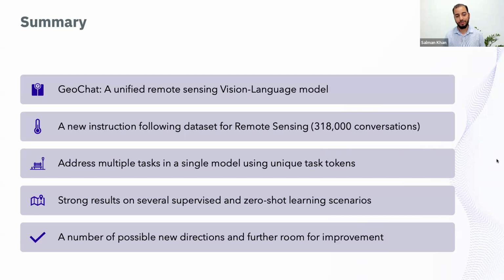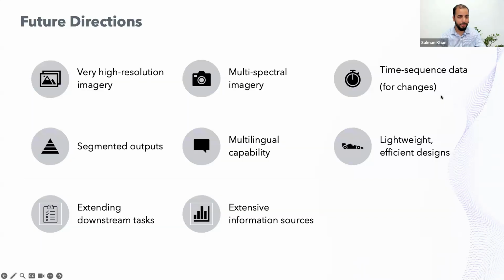We also demonstrate strong results on both supervised as well as zero-shot learning scenarios using the GeoChat model. Now, there are a number of further improvements because this is still a preliminary effort in this direction. It was one of the first efforts on remote sensing vision and language models. So we see a number of future directions which can help further improve the responses from these kinds of models. First of all, we believe very high resolution imagery would still suffer with the GeoChat model because of the low resolution at which the image encoder is performing.